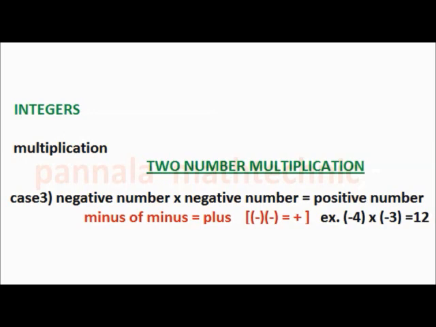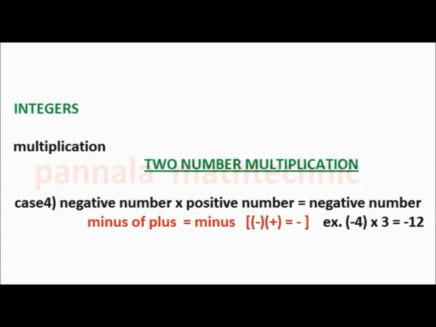Now case 3, a negative number multiplied with a negative number results in a positive number. Minus of minus is equal to plus. So now both are negative numbers, minus 4 multiplied with minus 3 results in a positive number 12.